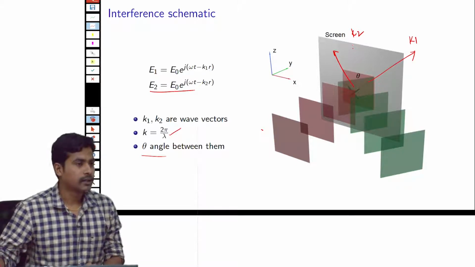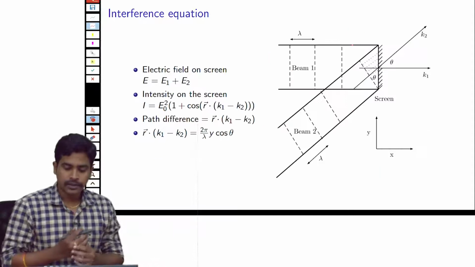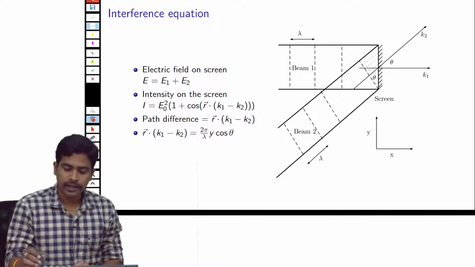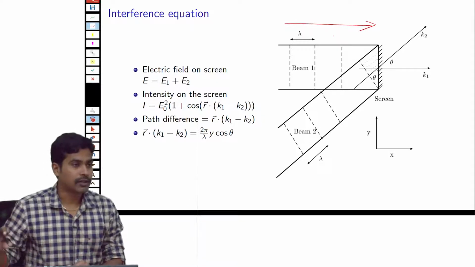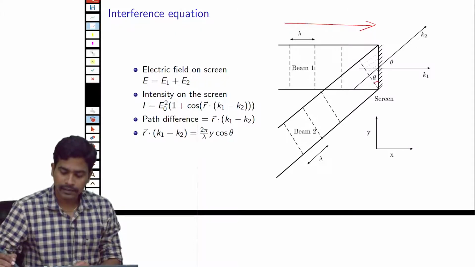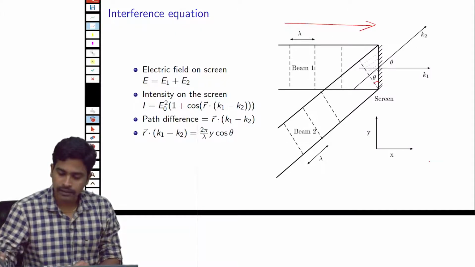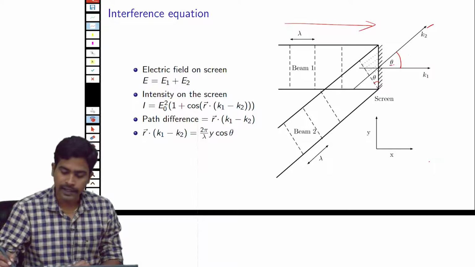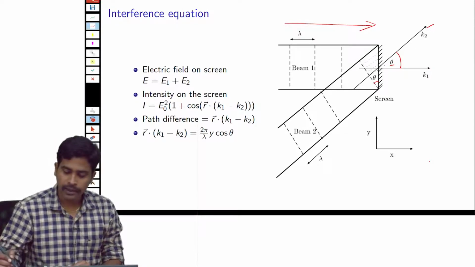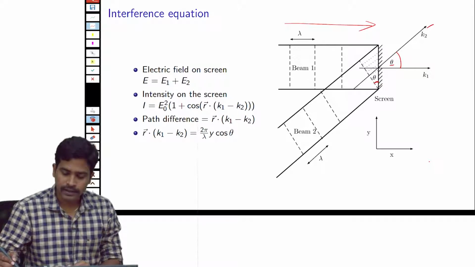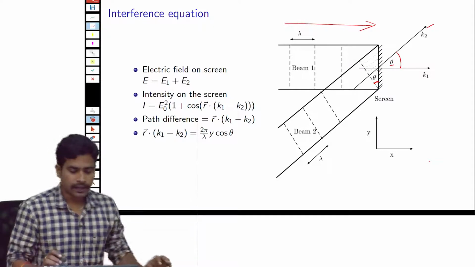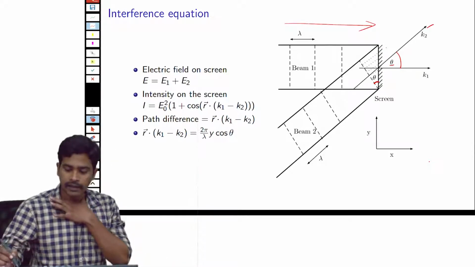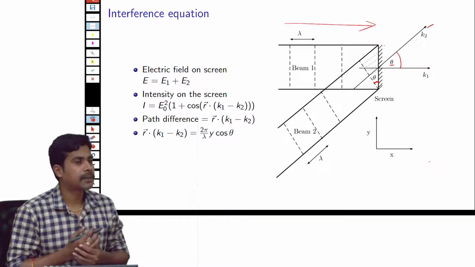So, given these parameters, we want to know what the interference pattern is going to look like on this screen. This is just the top view of the beams of the figure that we have seen in the previous slide. This beam is traveling parallel to the screen, and this is going at an angle theta. These two are the wave vectors, and the angle between these two beams is given by this angle theta. If you use a little bit of geometry, you will also find this angle is also theta. And E1 and E2 are the electric fields. On the screen, our aim is to find the interference pattern.